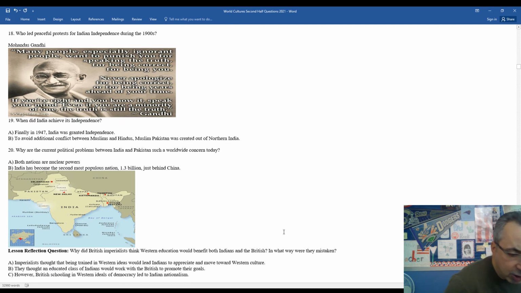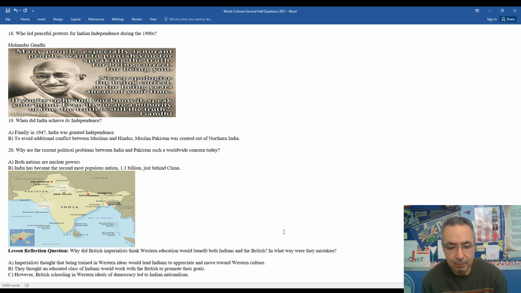And then finally, the lesson reflection. Why did British imperialists think Western education would benefit both Indians and the British, and why were they mistaken?